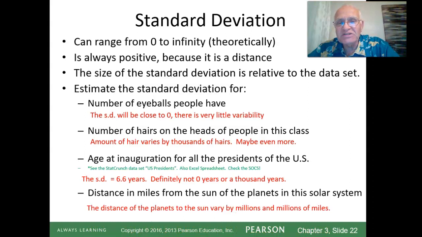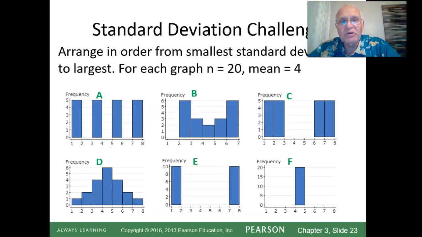And the miles from the sun to the planets in our solar system, the standard deviation there would be huge. The point here is that the standard deviation measures spread, or the amount of variability in a data set. Now, to get a feel for the standard deviation a little bit more, I'm showing you here 6 data sets where the numbers all go from 1 to 8, or about that range.